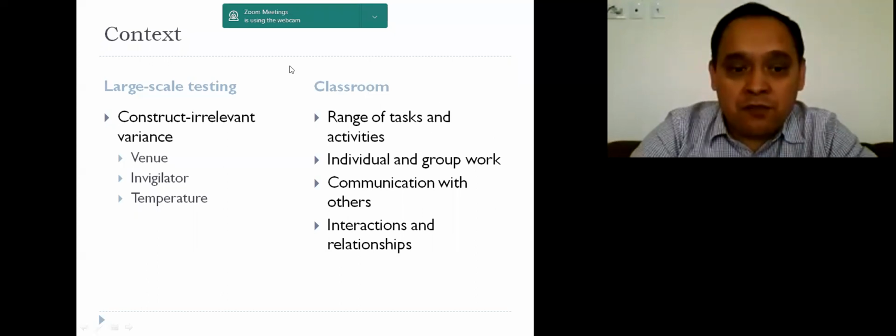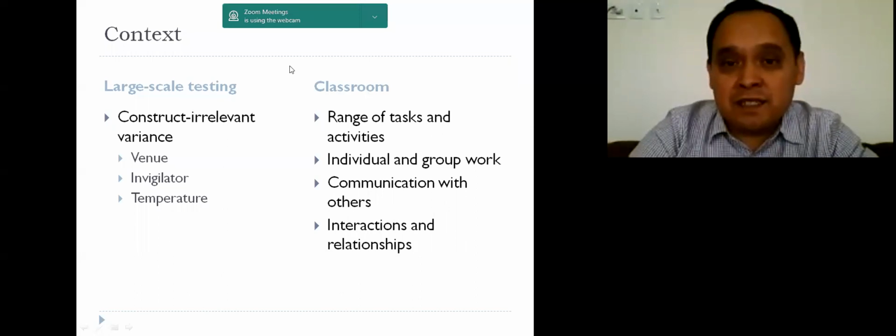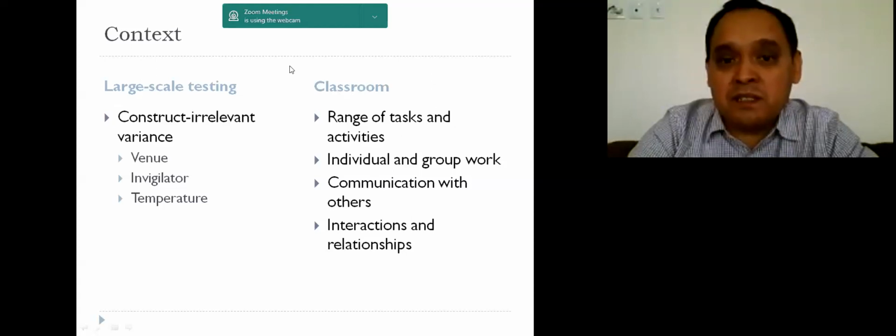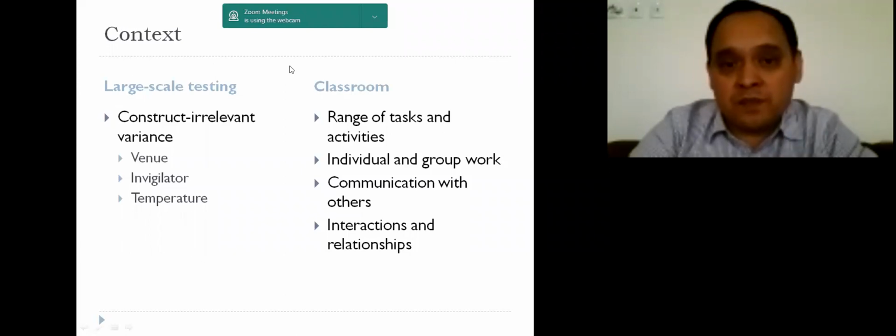So if, let's say, for example, the temperature is too high and the air conditioning does not work in the test venue, then there is a chance that students may find it difficult to sit a 4 or 5 hour test, and this can influence their grade. And it should not be influencing. This is how context is considered in large-scale testing. The context should not be influencing the outcomes of the test.